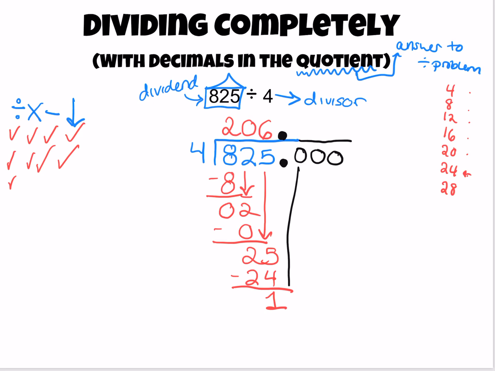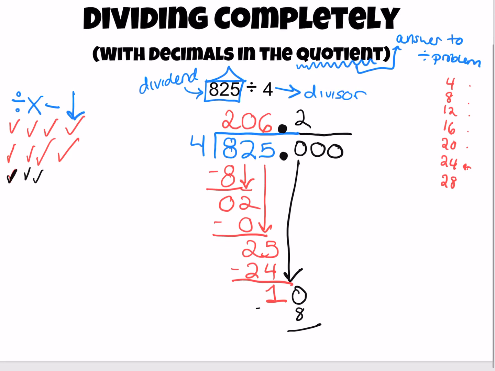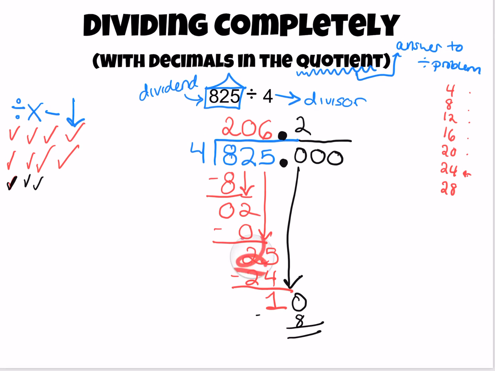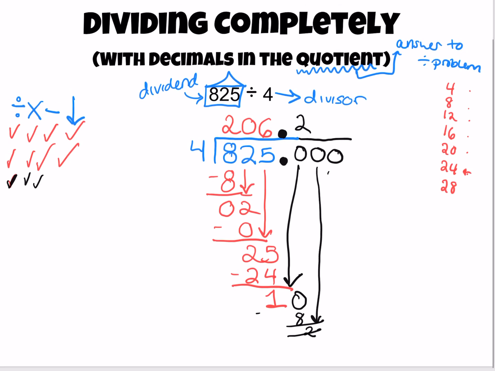So I'm going to bring down the 0. And now let's think, how many times does 4 go into 10? 4 goes into 10 2 times. That is dividing. Let's multiply. 4 times 2, that gives us 8. Subtract, that'll give me 2. Uh-oh, my brush isn't working. That'll give me 2. And you can bring down your next 0.